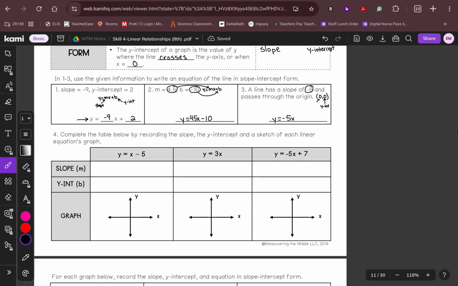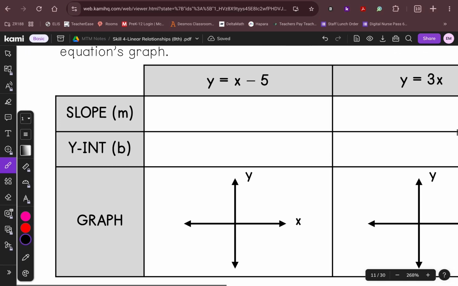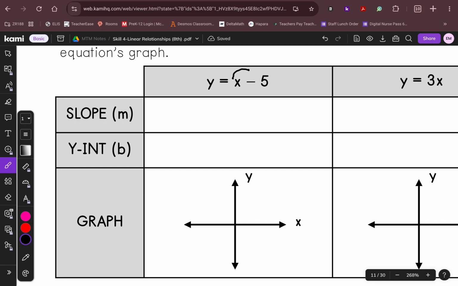Now we're going to complete the table below by recording the slope, the y-intercept, and a sketch of each linear equation's graph. So this first one says y equals x minus 5. There's no number here, but we know that if there is no coefficient in front of a variable, it has an automatic or invisible coefficient of 1. So I know that my slope is 1. M equals 1. My y-intercept is my constant term. My constant term is right here, that's negative 5. So my y-intercept is negative 5.